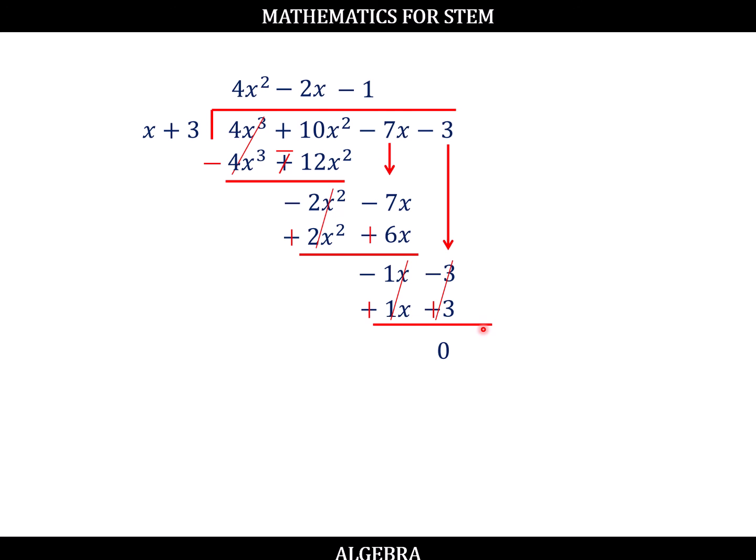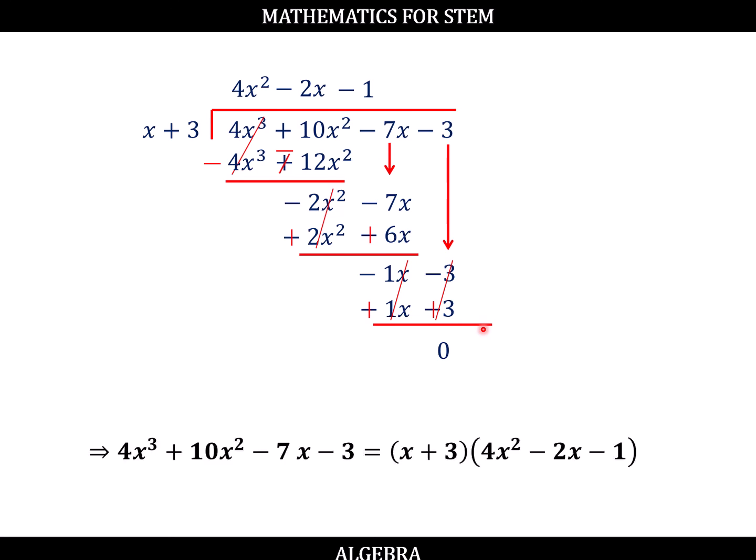So this means the original cubic, which was 4x cubed plus 10x squared minus 7x minus 3, can be written as a linear times a quadratic. So this was the original cubic, 4x cubed plus 10x squared minus 7x minus 3. And this can be written as a linear, which is x plus 3, times the quadratic, which is 4x squared minus 2x minus 1. Now we already know the root from the linear part was x equals minus 3. Okay, so we already have that integer root. What we now need to do is to solve this quadratic equation to find the other two irrational roots.